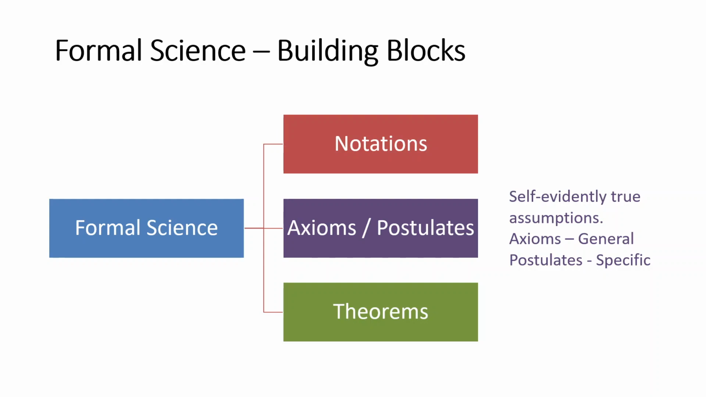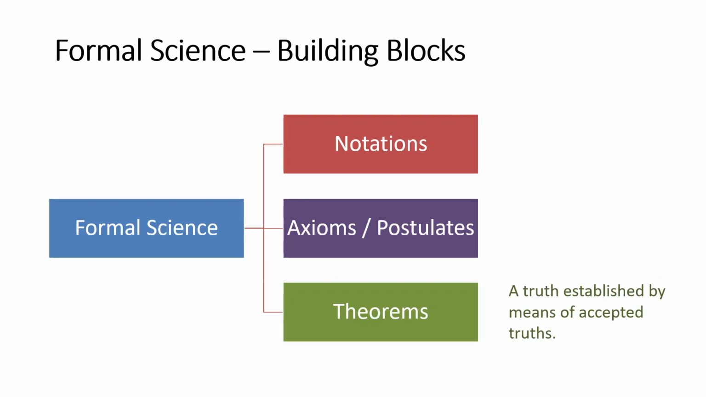Axioms are general truths, whereas postulates are assumptions which are true but for a specific area. And finally, we have the theorems. Theorems are the truths that we establish based on existing truths. That existing truth can be either axioms or postulates or theorems that we have already proved.